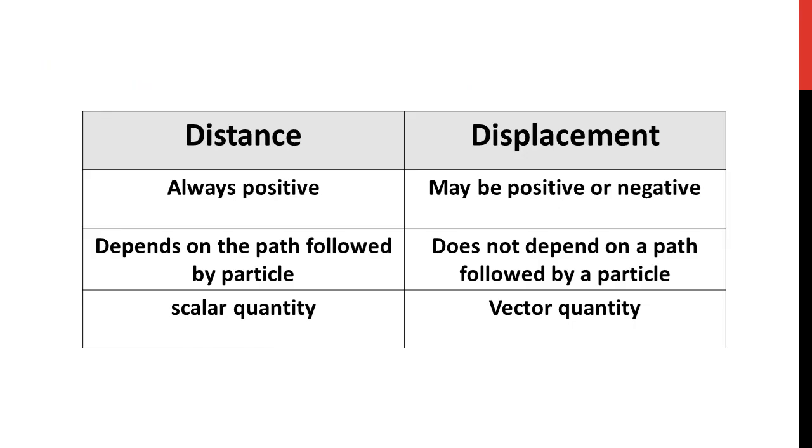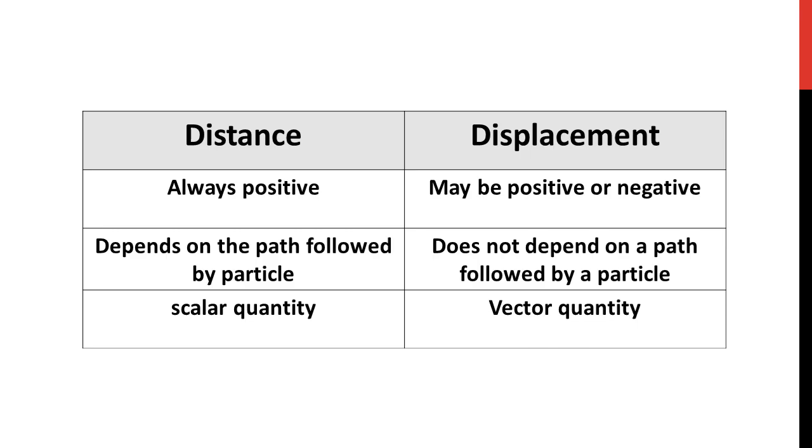So the difference between distance and displacement is that distance is always positive. If we are moving, obviously our position will change from one to the next, which should be positive. So it is always positive. Whereas displacement may be positive or negative. In displacement, we are not considering the entire path. We are just considering the initial and the final position. That's why displacement may be positive or negative.